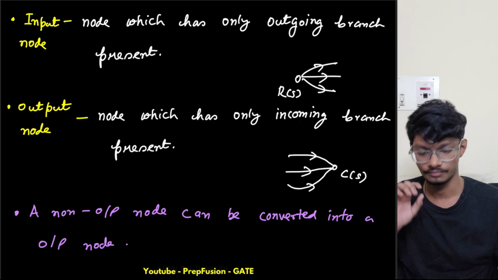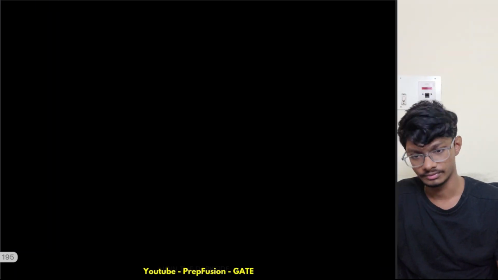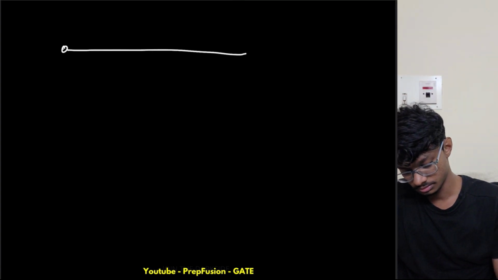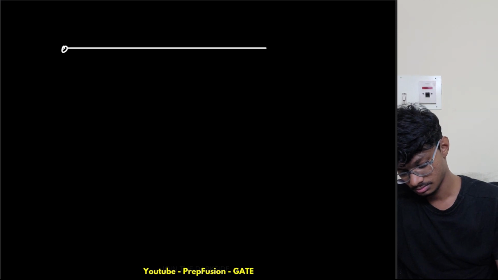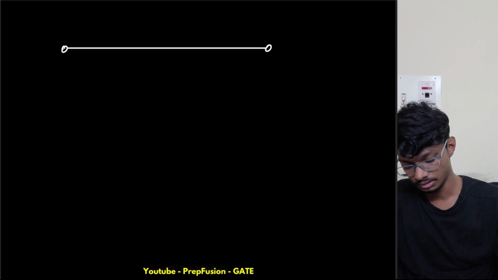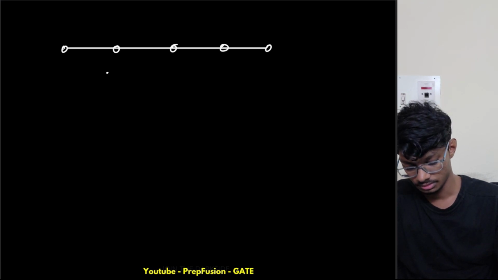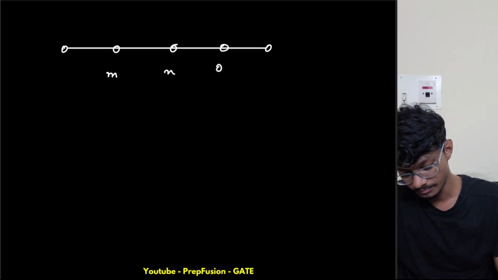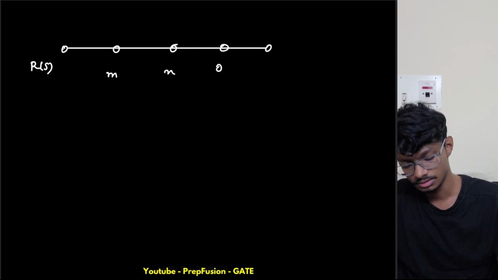How? Let us take an example of a signal flow graph. I will take one example. Now we have an M, N, and so on. These are just nodes. M and all of these are nodes. This is the input node, R of S. Our flow is from left to right.